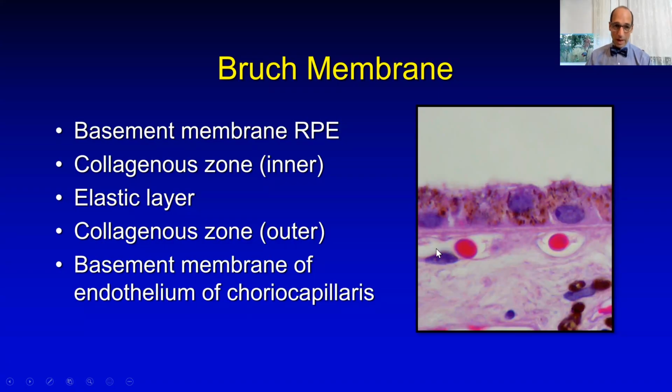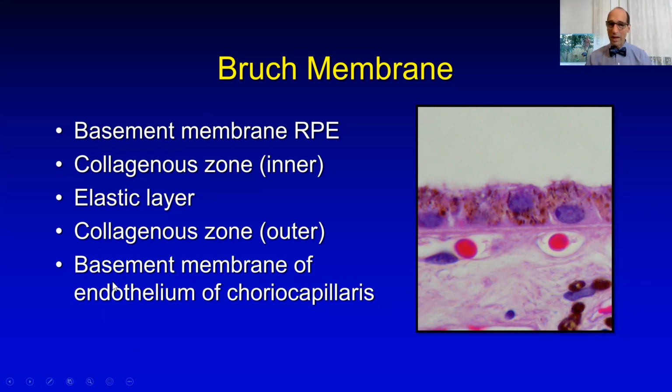And then Bruch's membrane, lastly, is the membrane at the back of the RPE. It's between the RPE and the choriocapillaris, and this is a high resolution. I don't think this is electron, I think this is light. So you can see Bruch's membrane with light microscopy. And you can see Bruch's membrane on OCT scans when there's a PED. We'll show you that.